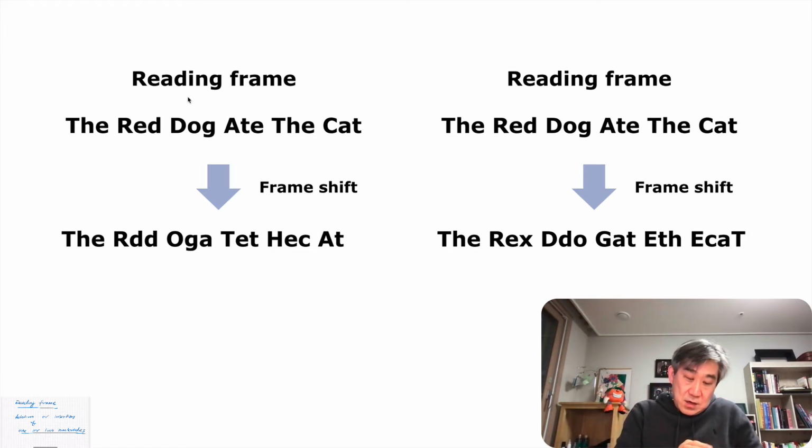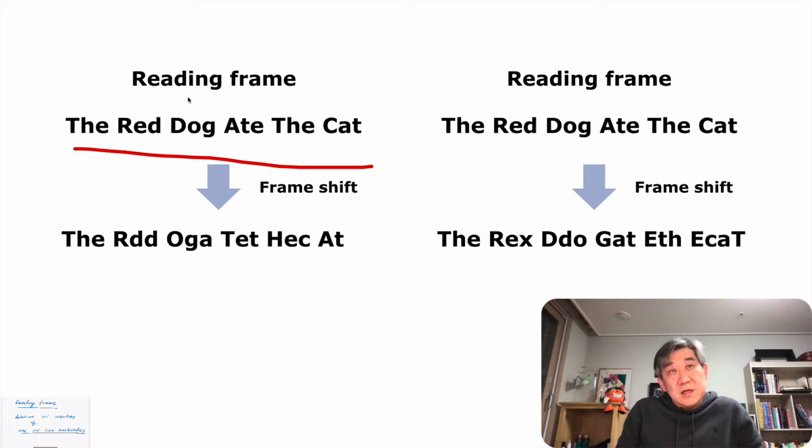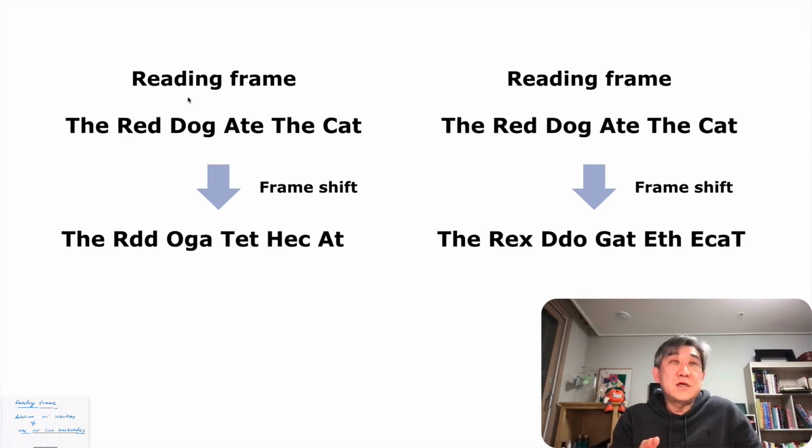So here, if you read this, the sentence makes perfect sense: The red dog ate the cat. You know what it means, right? And if you examine the structure, each word consists of 3 letters, deliberately. This sentence was made to illustrate the concept of the reading frame. So THE is 3 letters, meaning one single particular word. RED, red, you know. So this is how it goes.